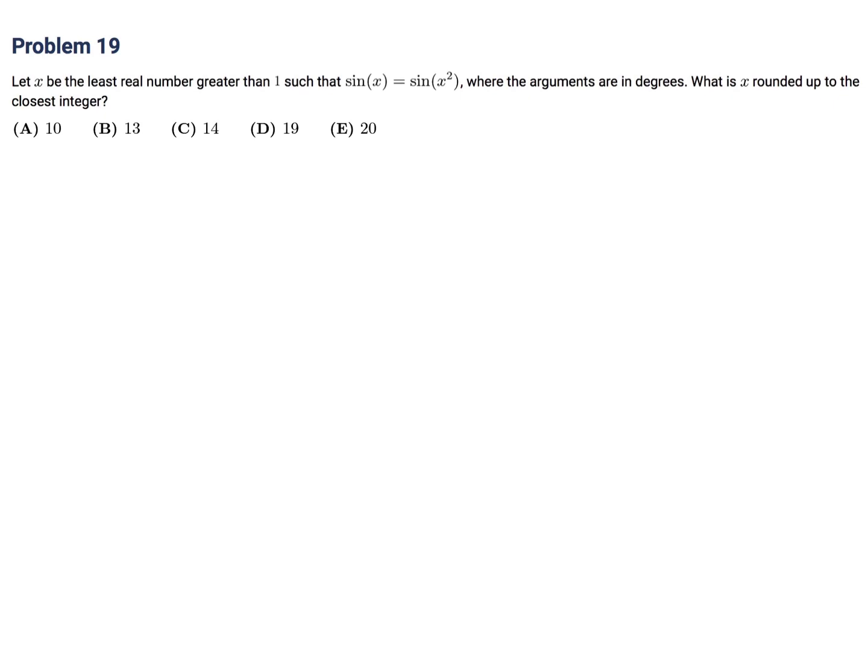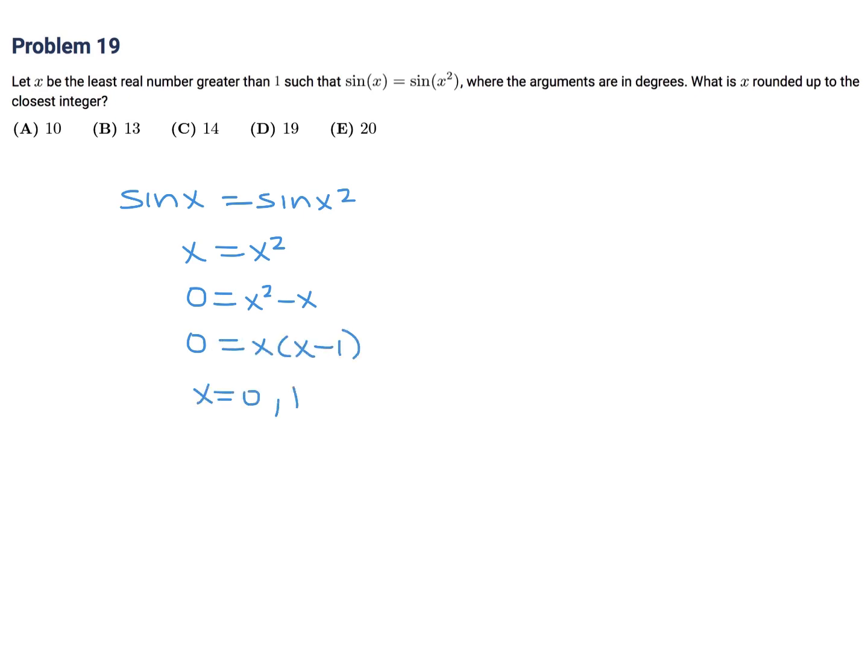Number 19. Let x be the least real number greater than 1 such that sine of x is equal to sine of x squared, where the arguments are in degrees, where x is rounded up to the closest integer. Okay. So the sine of x, they're saying, is the same as the sine of x squared. So that means that x has to be equal to x squared. And therefore x squared minus x is equal to 0. So therefore, factoring it out, we get x is equal to 0 or 1. But they're saying x has to be greater than 1. So neither of these are valid.